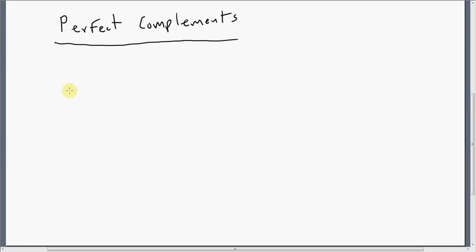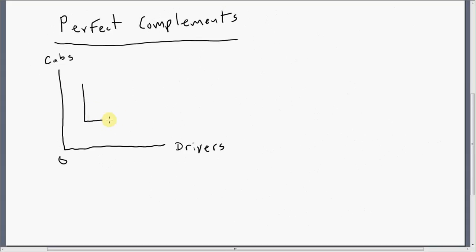There's only one input mix that makes sense. So for example, let's look at this first graphically. So we're in the taxi cab business. We got cabs and drivers. The isoquant is going to look something like this. Here, if you want to produce an output of 1, or Q equals 1, it makes sense to hire 1 driver and 1 cab. Any other combination is not going to be useful here.